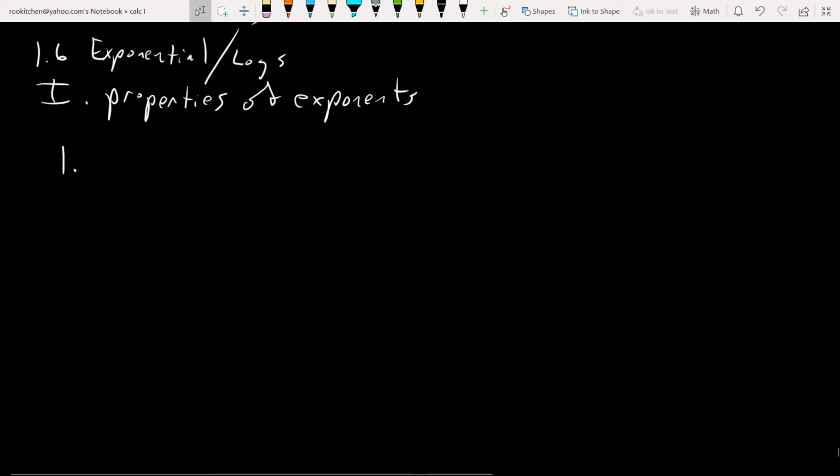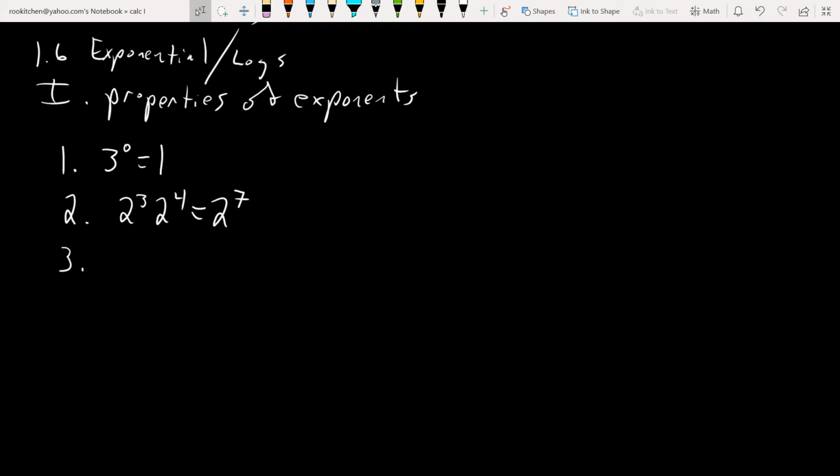So the first one, 3 to the 0 power equals what? Anything to the 0 power is 1 except 0. Secondly, if you have like bases that are multiplied together, so let's say 2 cubed times 2 to the 4th, you add the exponents. So you'll have 2 to the 7th.